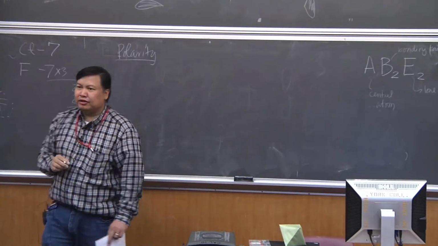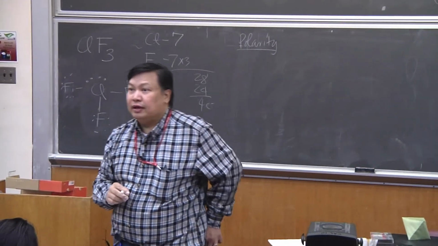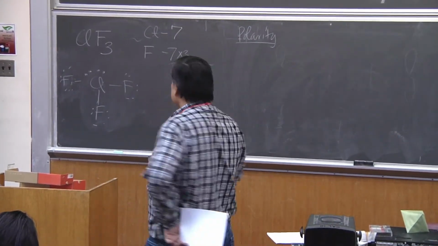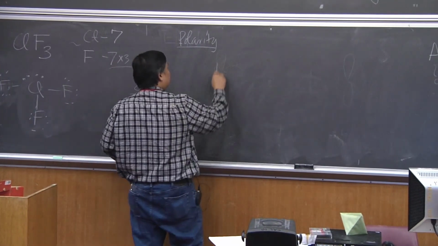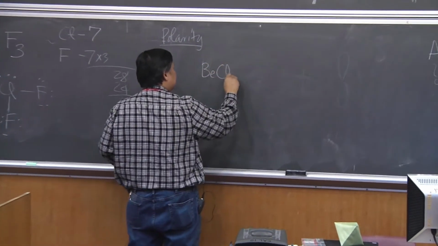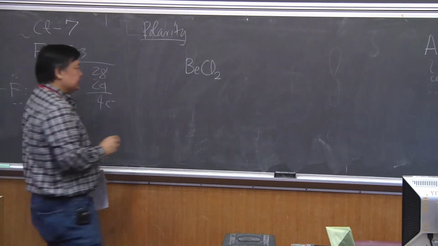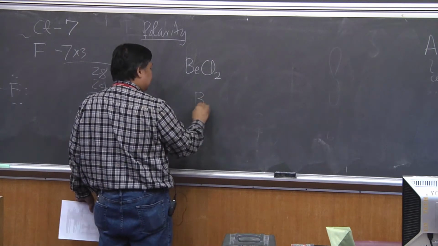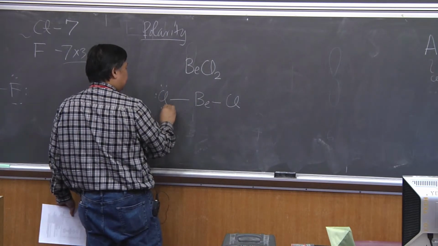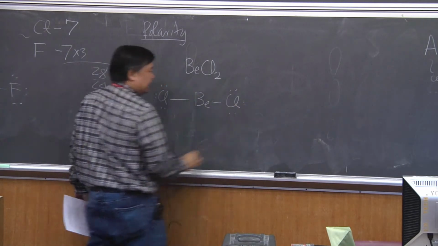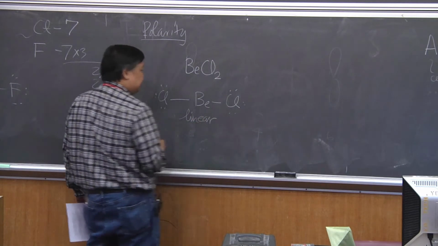As we said, we needed to know the geometry because we need to figure out whether it's polar or not, right? Let's try the simplest one, BeCl2. If you draw the Lewis structure and the geometry of this, you'll find that it's of this structure, and we say this is linear. Okay.